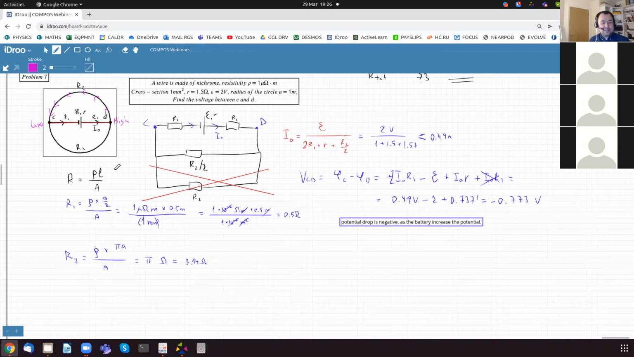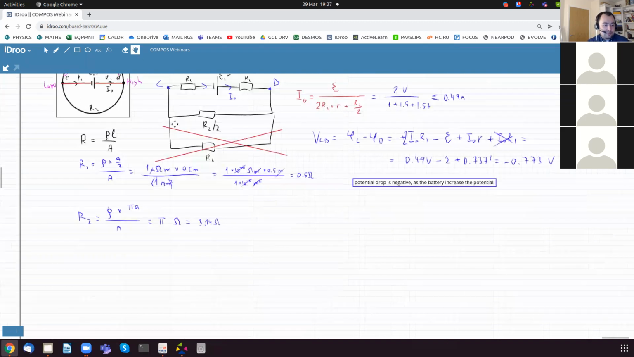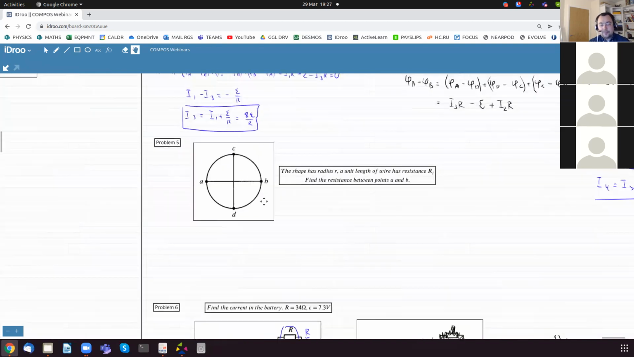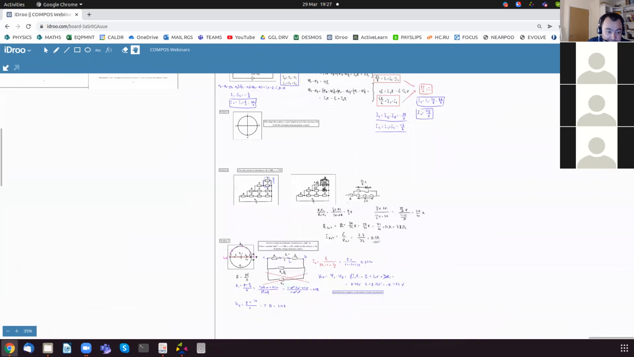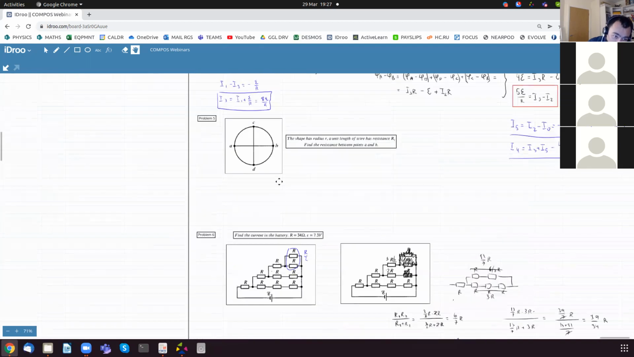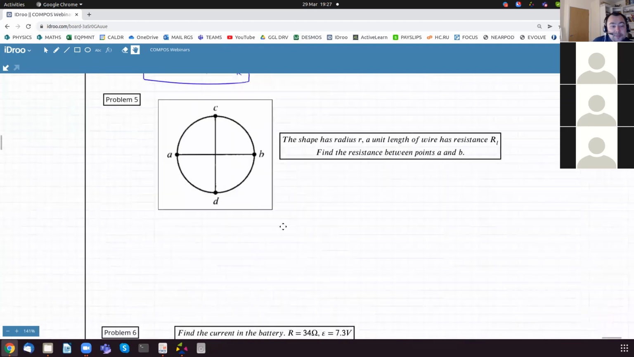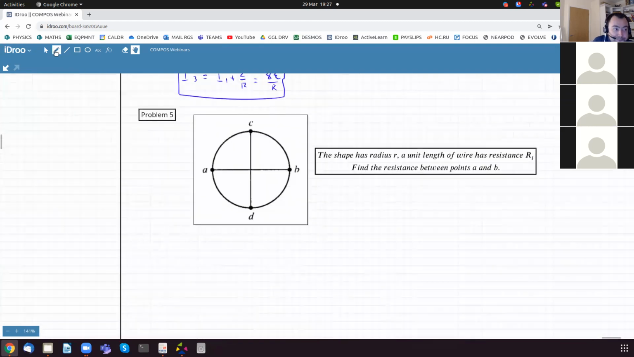Okay, hope that makes sense. Now I can comment on the problem number 5. Number 5 is similar to some of the problems. It is certainly similar to this one because you'll need the lengths. I don't have time to do the whole thing, but we need the resistance between points A and B. So what you do is you connect an imaginary battery.